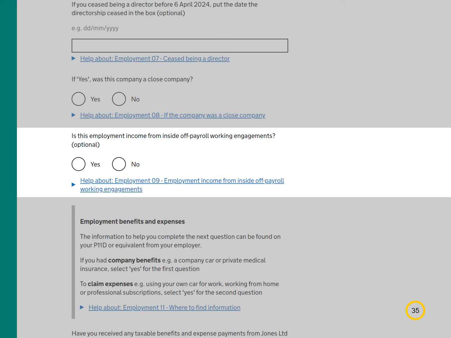This next question is about off-payroll working engagements, sometimes known as IR35 rules. These rules apply if the worker who provides services to a client through their own intermediary would have been an employee if they were providing their services directly to that client. You can find out more about who this applies to in the Help About link, which also gives you a link to more detailed guidance on gov.uk.